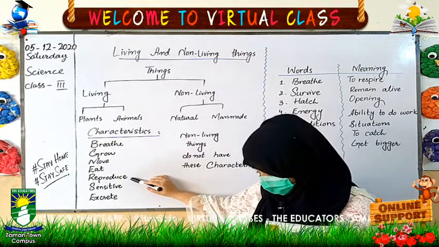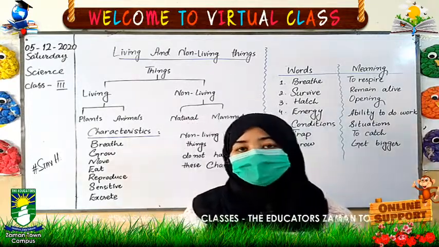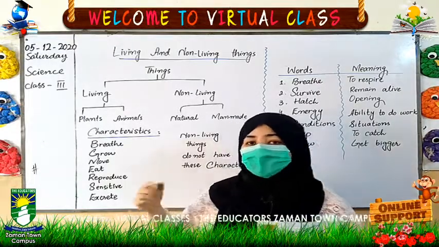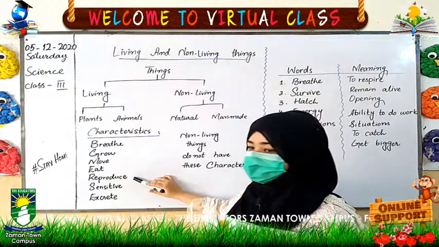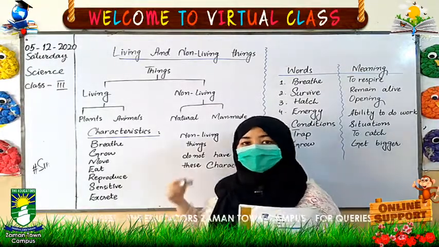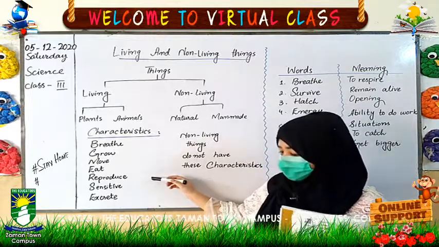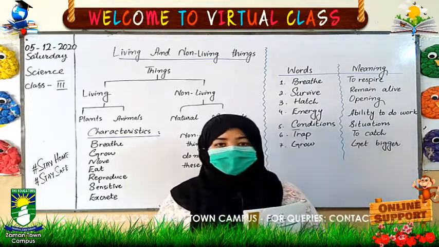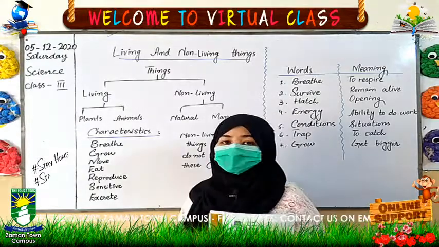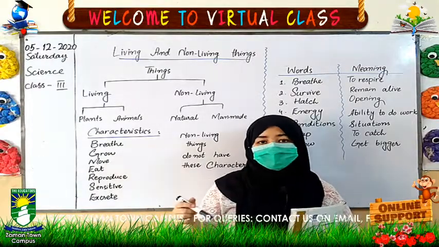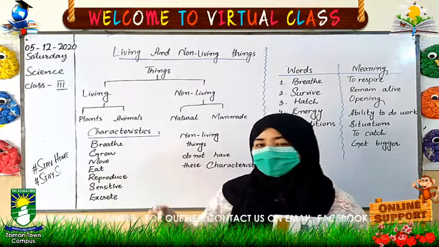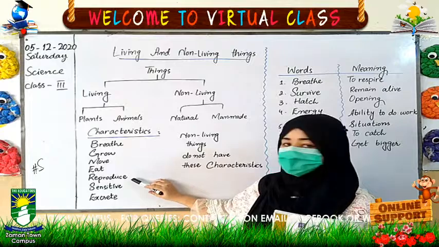Reproduce. All living things can reproduce, giving birth to their young ones or laying eggs. Some animals give birth to their young ones, like elephants, cows, goats, etc. But some animals like fish, hen, snake, etc. lay eggs and their babies hatch from their eggs.